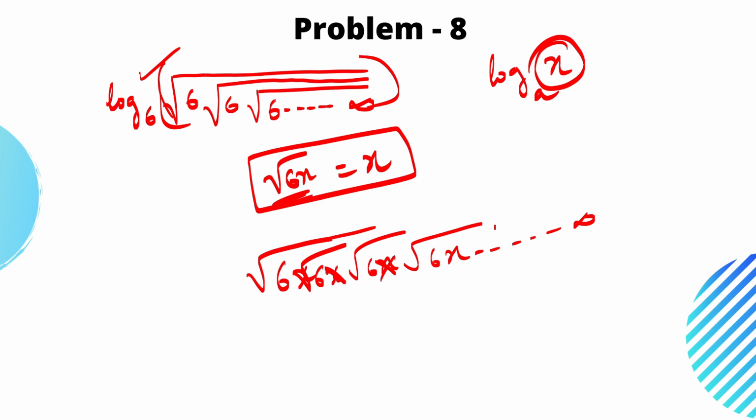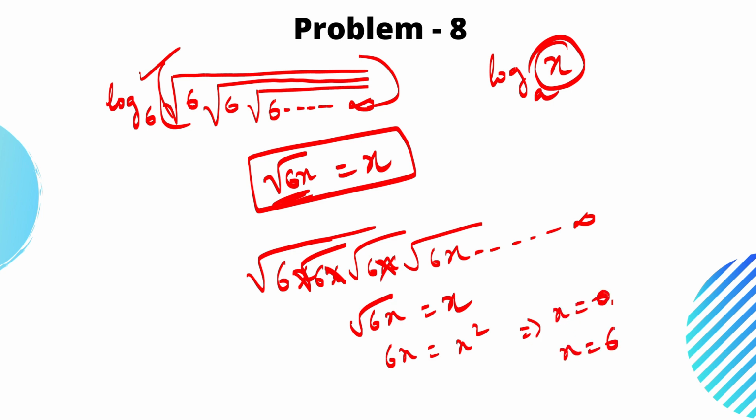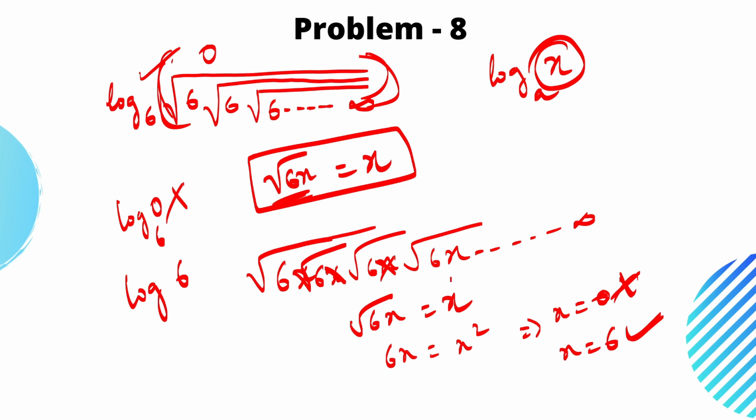So basically root of 6x is equal to x. If we square on both sides, we will get 6x is equal to x square, where x is equal to 0 or x is equal to 6. Now if we make this 0, what happens? Log 0 to the base 6 is not possible, so we take the other value, which is 6. So log 6 to the base 6 is equal to 1, hence 1 is the answer.